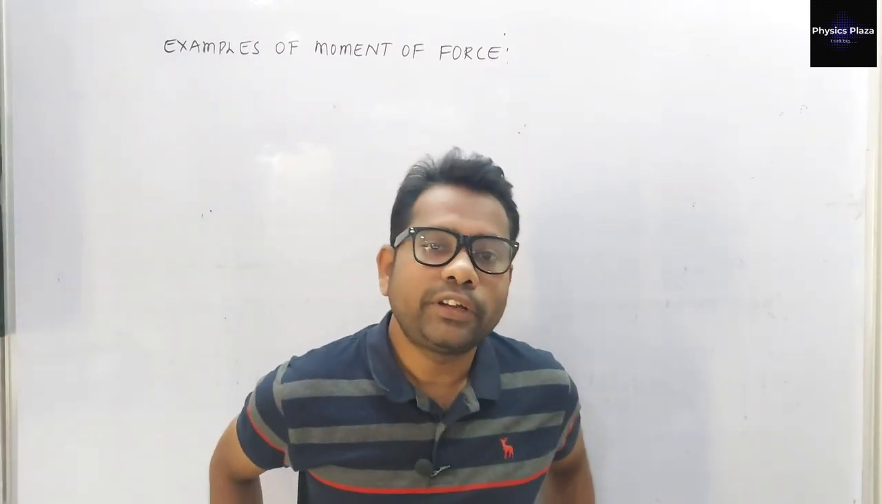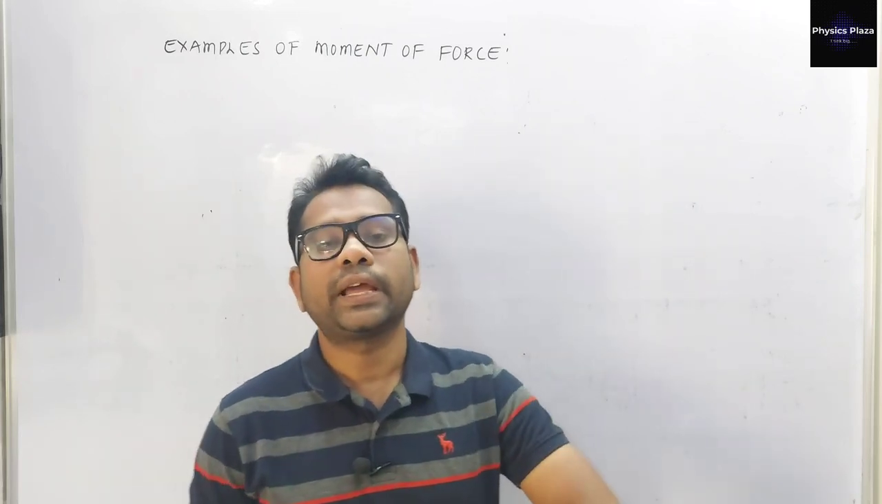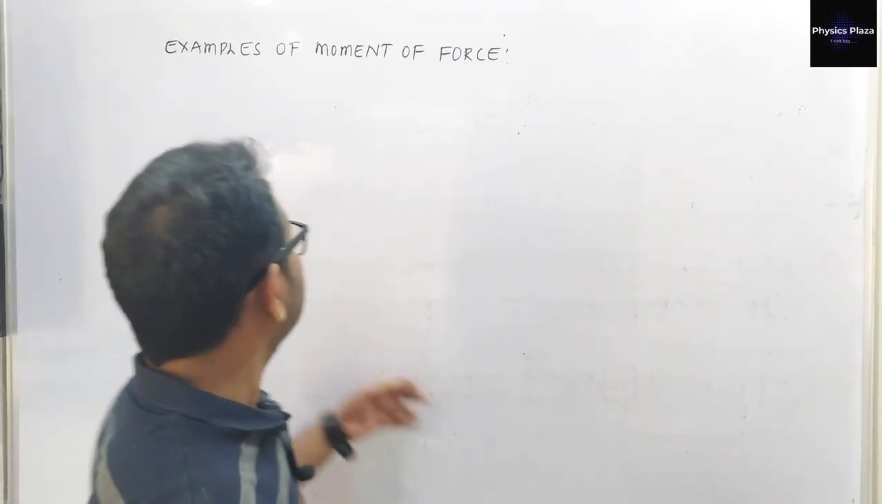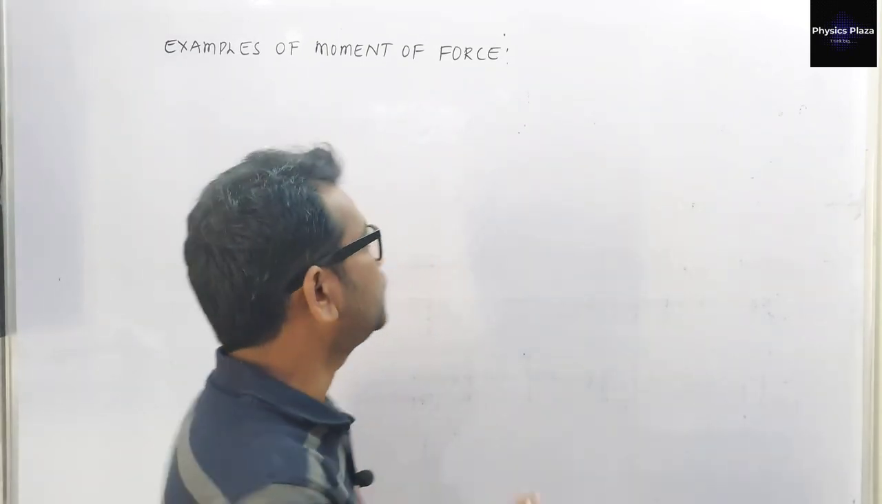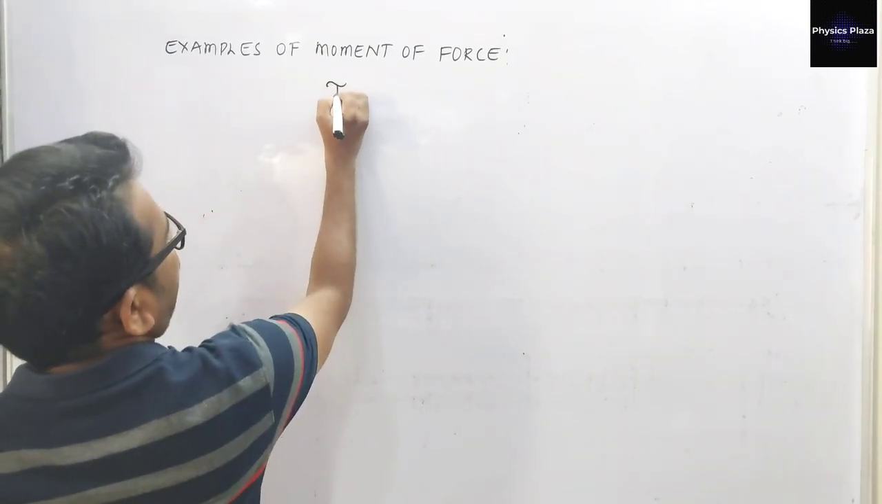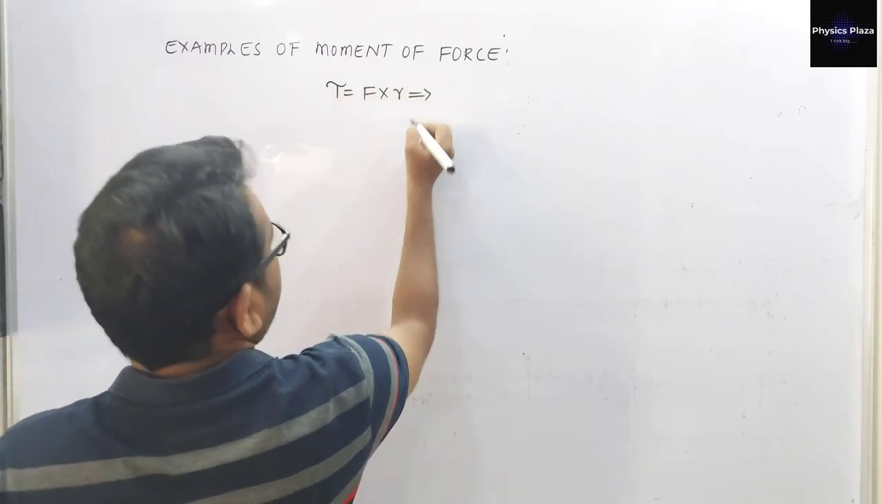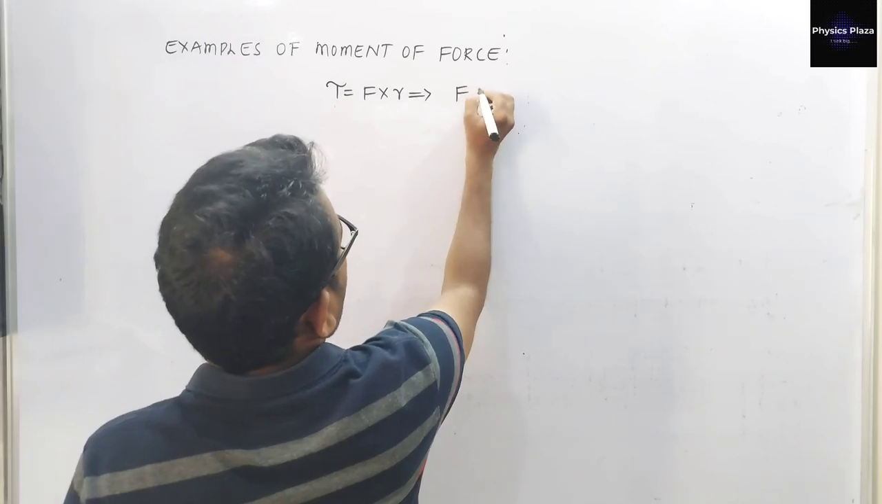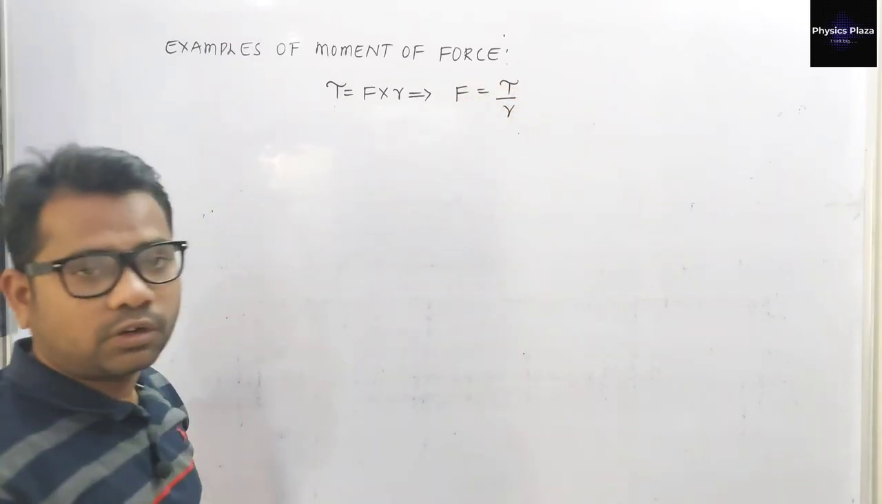So till now we have discussed the mathematical formulae, and we have discussed when it is negative and when it is positive. Children, before going to discuss examples of moment of force, that is, the applications also, let us recall once again. Tau is equal to F into R. Children, understand this, very important. Can we write it like this? F is equal to tau by R. Yes, we can write F is equal to tau by R.